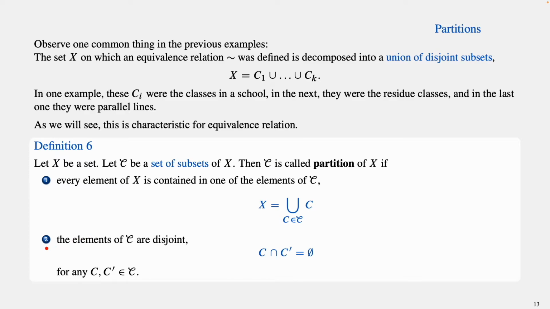And the second condition is the elements of the collection C are disjoint. So if I pick any two subsets C and C' of X that are contained in the collection curly C, then their intersection is empty. And maybe you recall that these were the properties we had for our unions of disjoint subsets in the previous examples as well. But in the general definition, we do not assume that the collection C is finite or countable. So it doesn't always have to be finitely many elements, as in the example here.